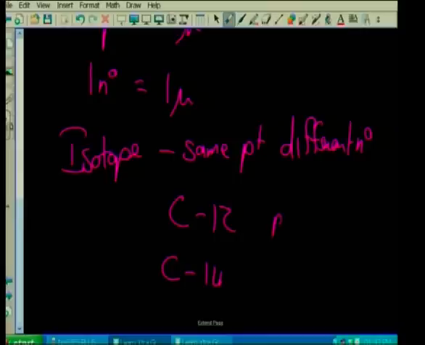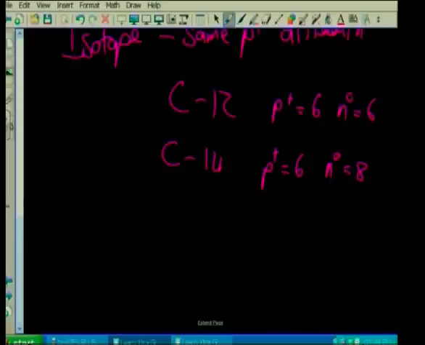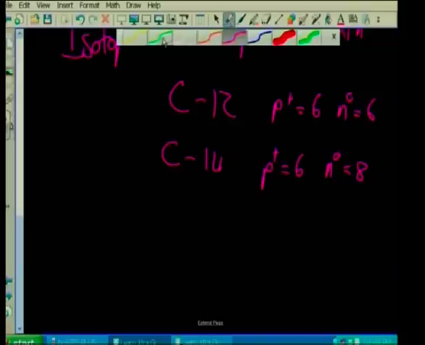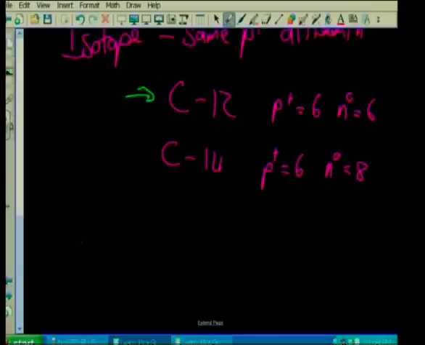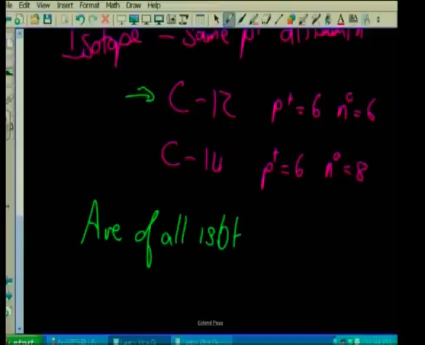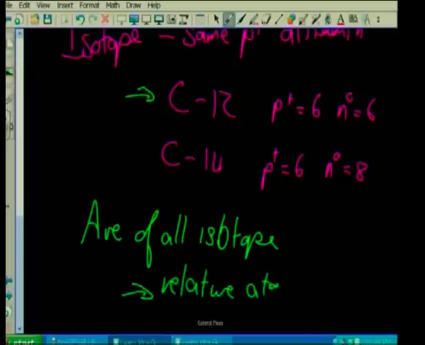Both of them have 6 protons. They have an atomic number of 6, but this one has 6 neutrons, whereas carbon 14 has 6 protons, but it has extra neutrons. It has 8 neutrons. So when we find the average, and we know that most of carbon is found as carbon 12, when we find the average of all isotopes, we get what we called the relative atomic mass, which is recorded on the periodic table for us. So we can go to any periodic table and we can look for the relative atomic mass.